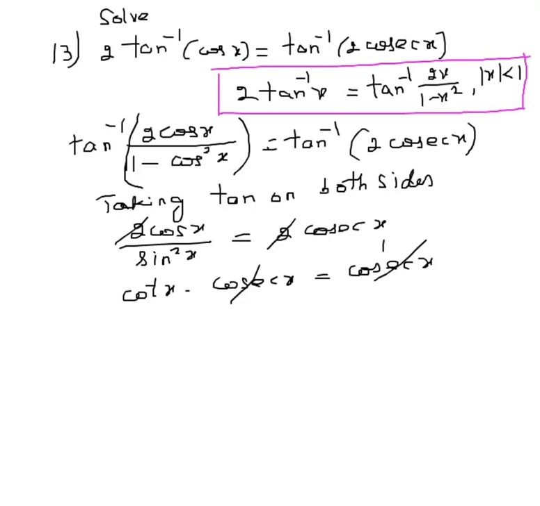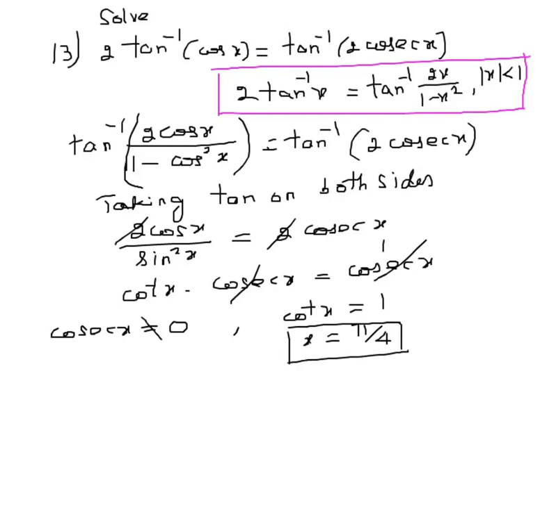If you cancel a common factor from an equation, don't forget to equate it to 0. But cosecant x never takes the value 0. And the remaining term is cot x, which is 1. Therefore, x is equal to pi by 4. This is the solution.